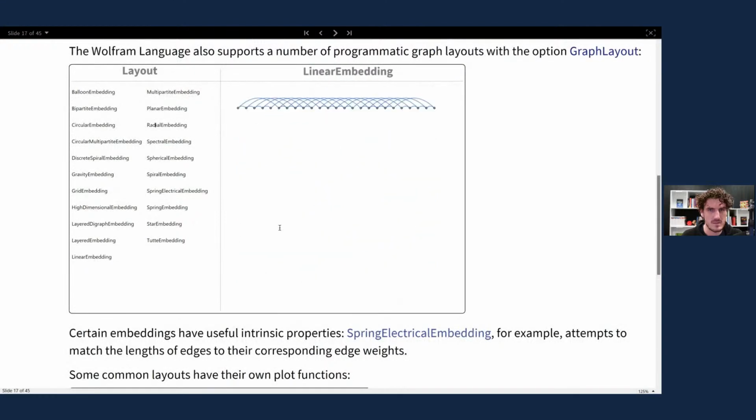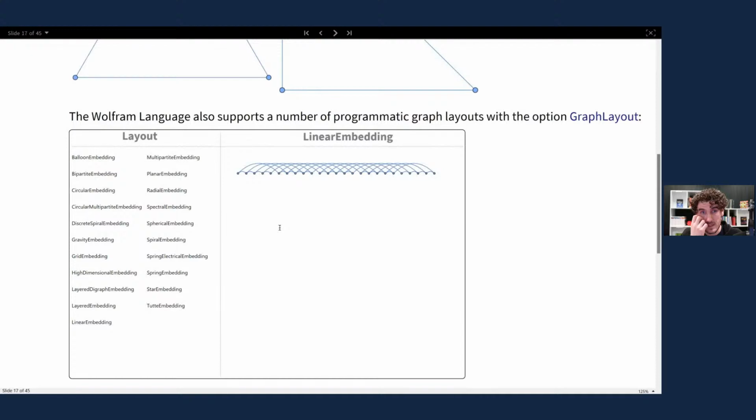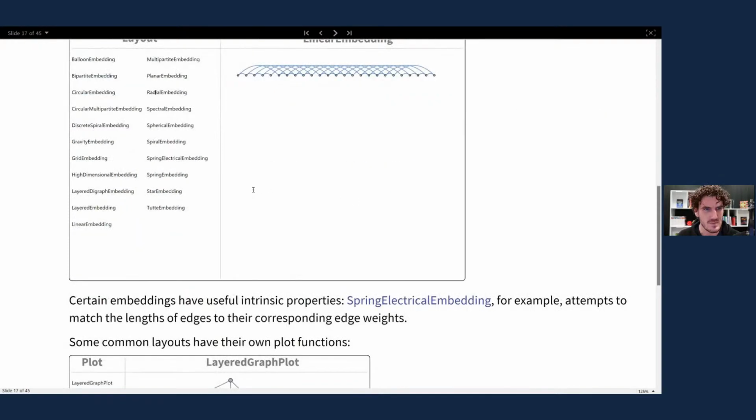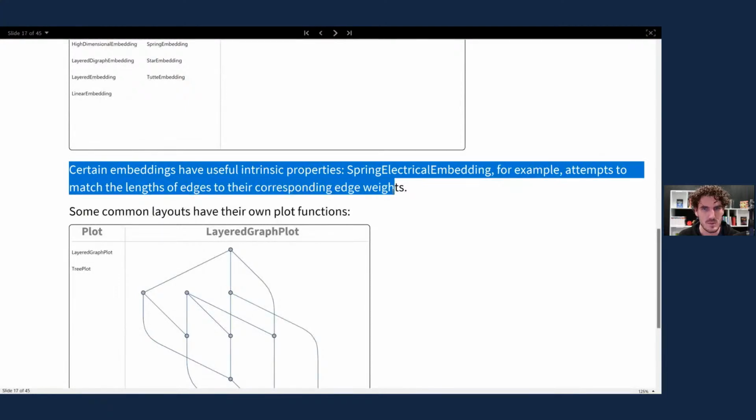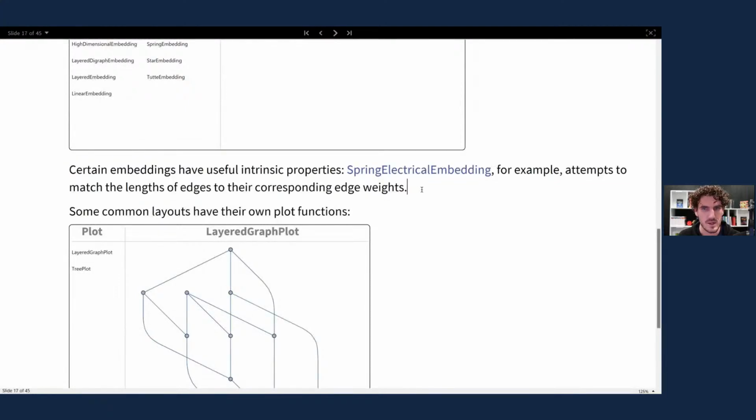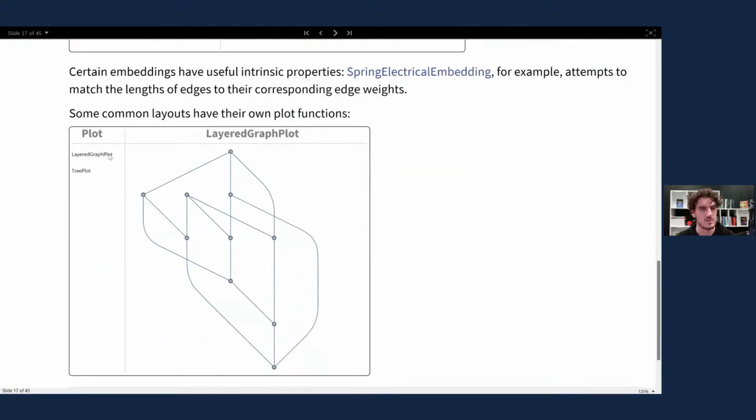You could do a linear embedding. This is one that I can infer the meaning of. It's put all the vertices on one line. But the others I'm not sure what's going on. Certain embeddings have useful intrinsic properties. Spring electrical embedding attempts to match the lengths of edges to their corresponding edge weights. Oh, cool.